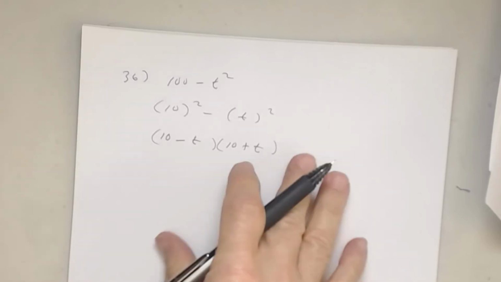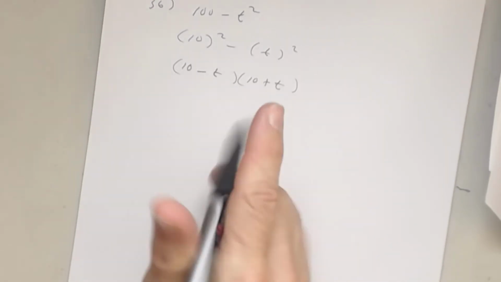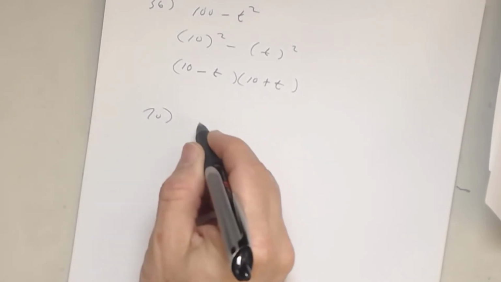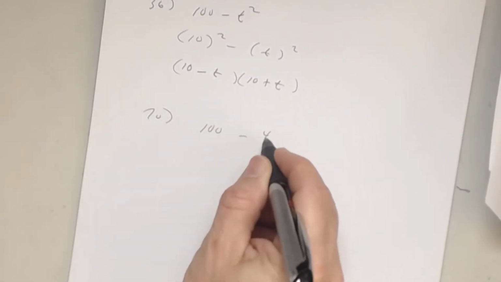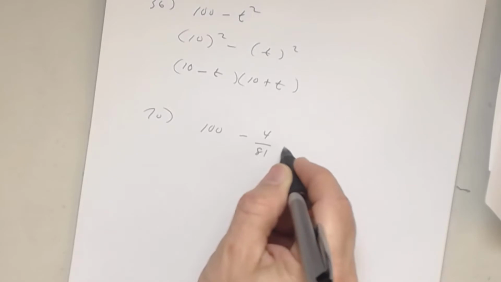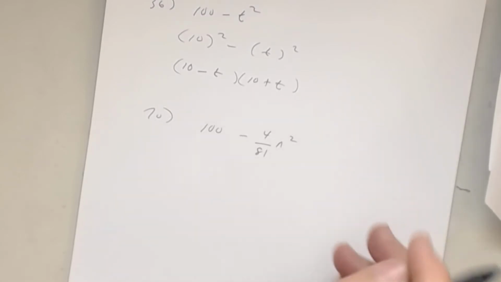Okay, now let's look at 70. Don't make it difficult. It's fairly easy. You have 100 minus 4 divided by 81 n squared. Don't make it difficult. Same idea. Just happens to be a fraction. What's the GCF? 1. What's the middle sign? Subtraction. So you want to see, this is the difference of 2 squares.